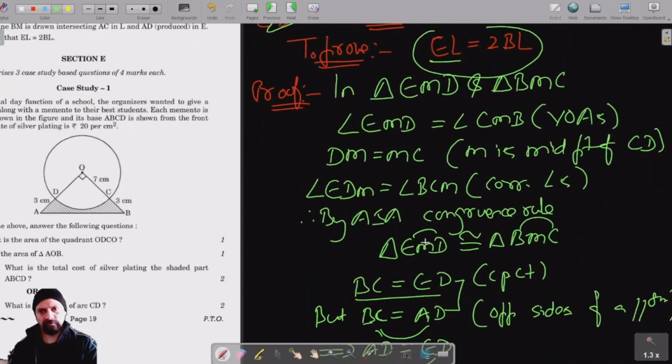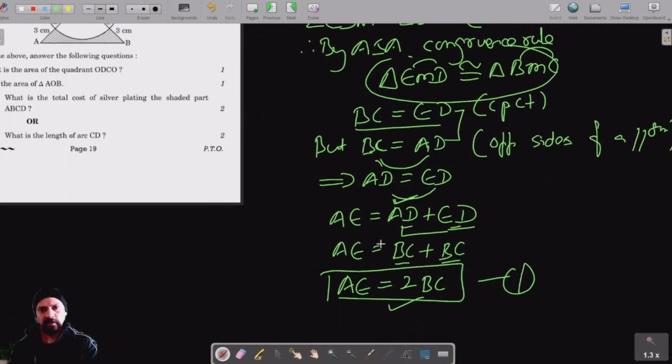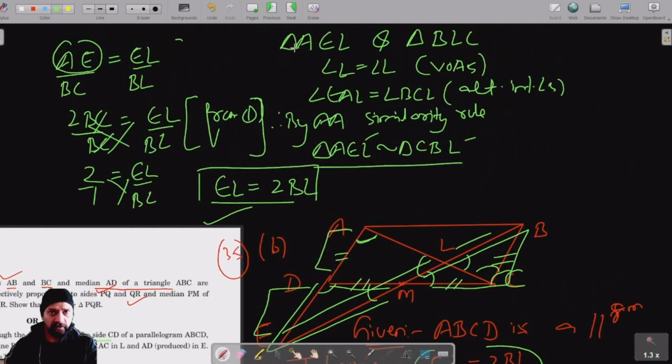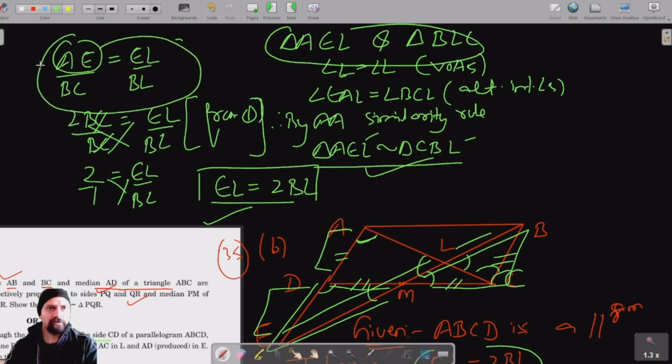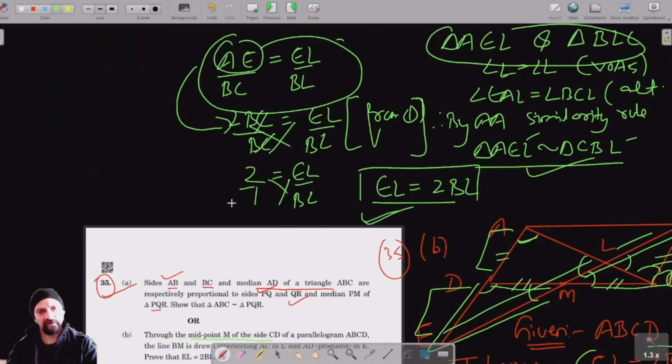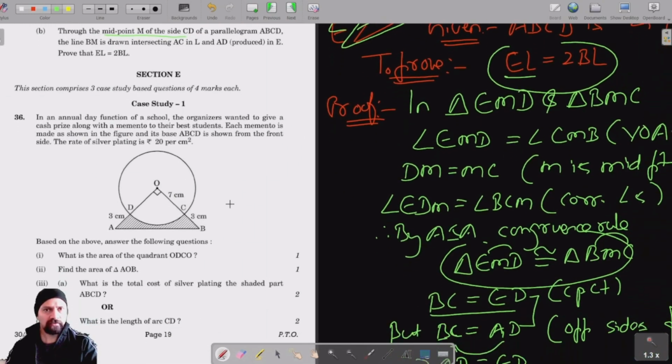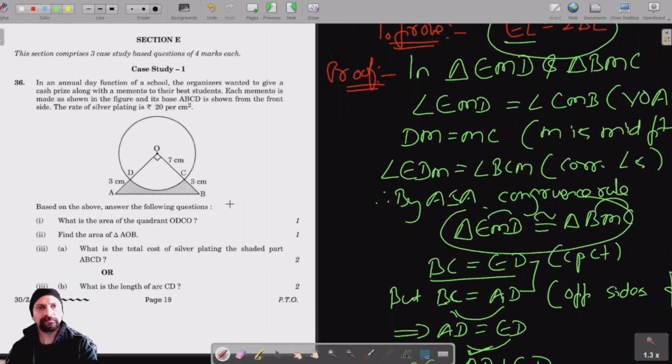For that, we first of all proved these two triangles congruent, and from there we got AE is equal to 2 times BC. Then we proved the other two triangles similar, and once the triangles are similar, their corresponding sides are in proportion. Replacing the value of AE with 2 BC gives us our desired result. So let's move on to section E, which has the case study questions.